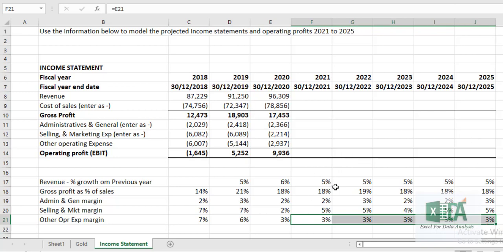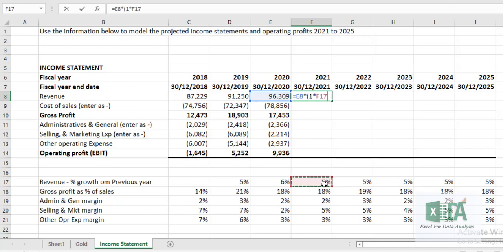Now we have everything that we need. Let's populate our income statement. Now our sales will be total sales multiplied by the growth rate, which is 1 plus growth rate. Oh, 1 plus growth rate.